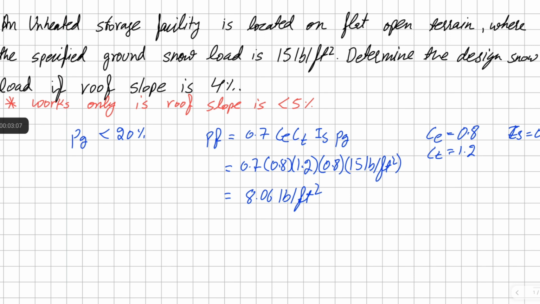And now using our shortcut formula, well, I named it. It's not called shortcut formula, and that formula is our importance factor times our ground snow load. So in this case, our importance factor is 0.8 times our ground load, that is 15 pounds per square foot. Solving this, we get 12 pounds per square foot.